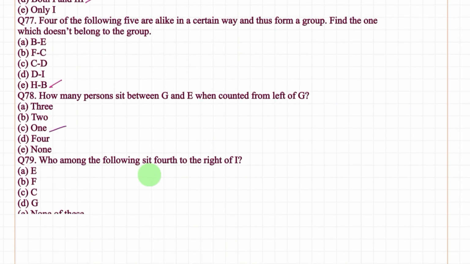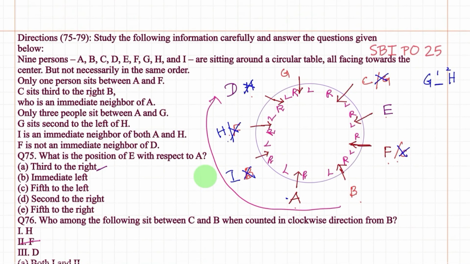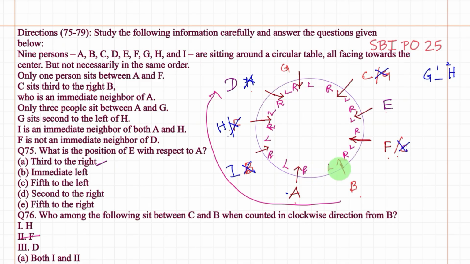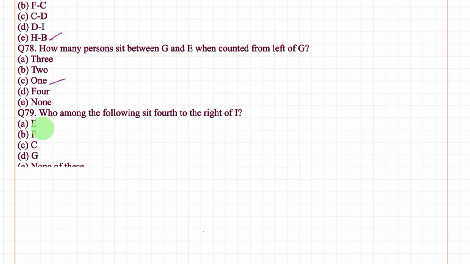Who among the following sits fourth to the right of I? So I is here, its right is this way. So fourth is first, second, third, fourth is E. So option E is the answer.